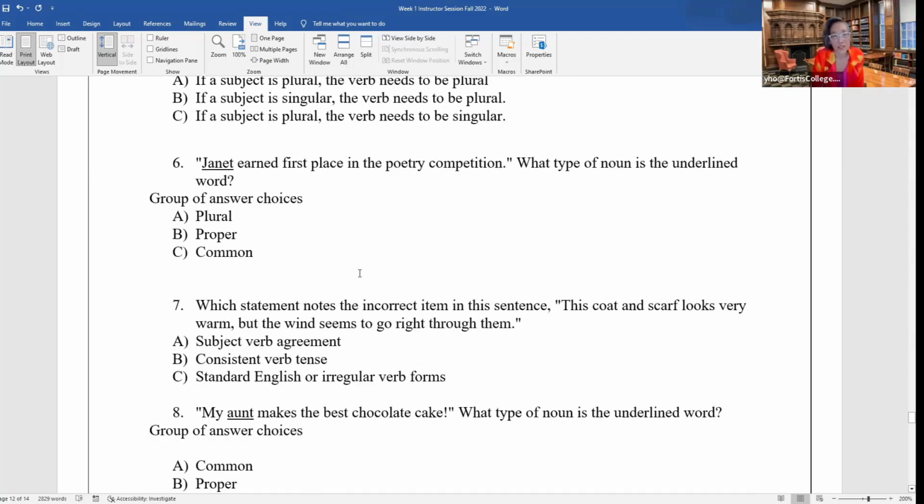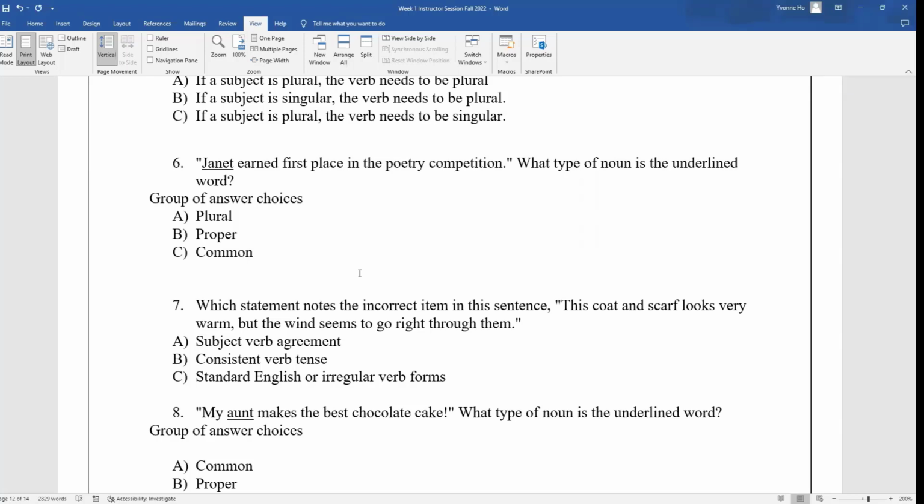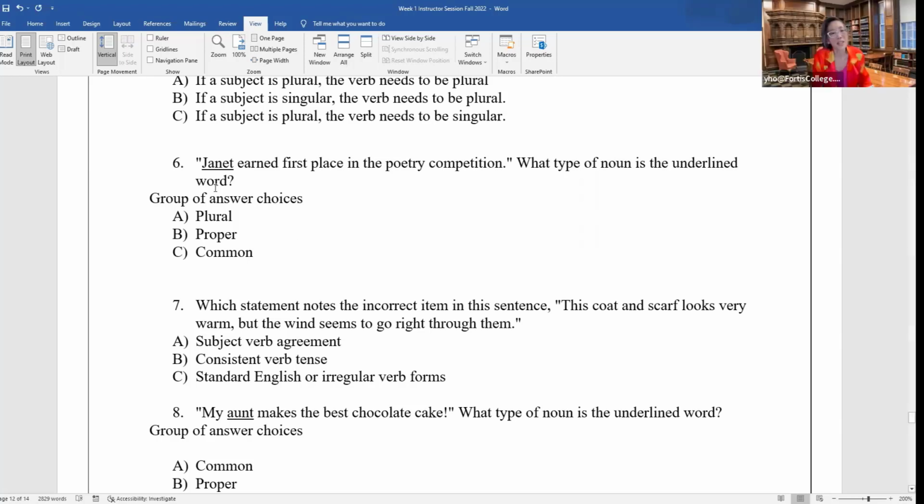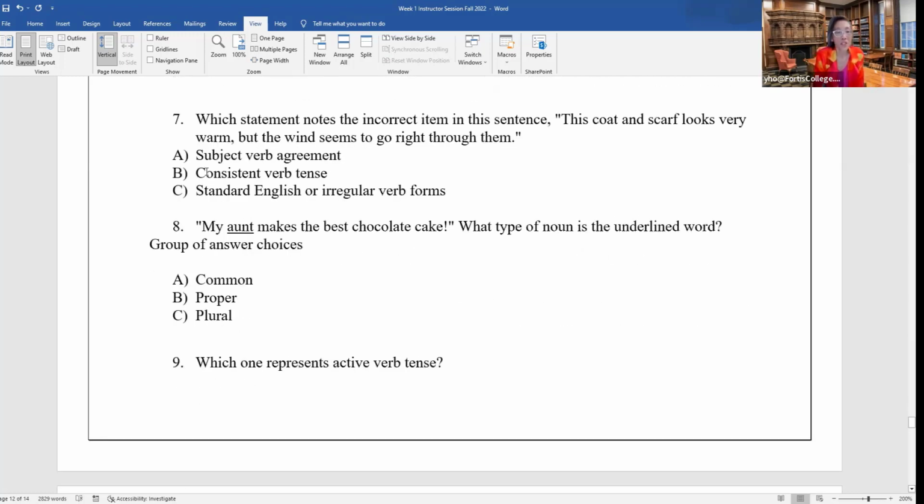Janet earned first place in the poetry competition. What type of noun is the underlined word? Is it a plural noun, proper noun, or common noun? Proper. Proper noun, because we always capitalize names. Okay. Number 7, which statement notes the incorrect item in the sentence? This coat and scarf looks very warm, but the wind seems to go right through them. Is it A, subject verb agreement, B, consistent verb tense, C, standard verb forms? Kelly. A. Subject verb. A, it's A, excellent.